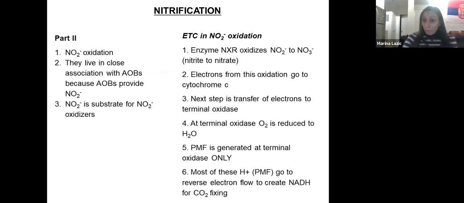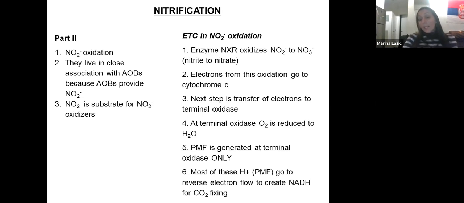In part 2, now we have created NO2 minus from ammonia. Part 2 is completed by NO2 minus oxidizing bacteria. They have to live in close association with ammonia oxidizers because ammonia oxidizers create a substrate for them. So then nitrite is oxidized, and here is how the electron transport chain looks.